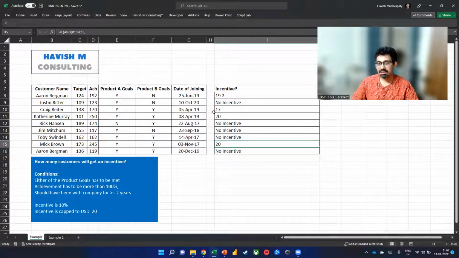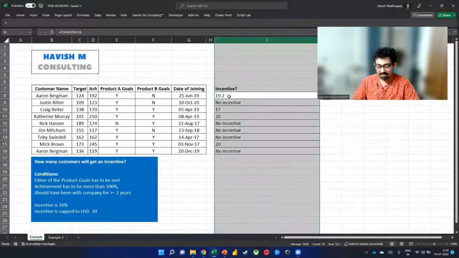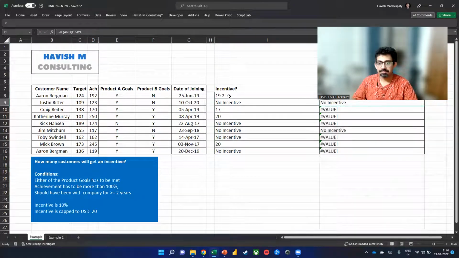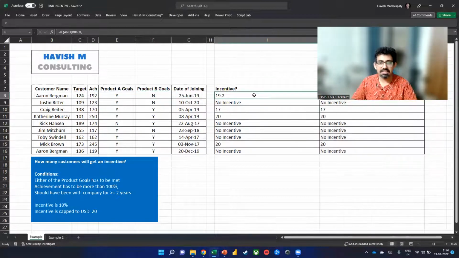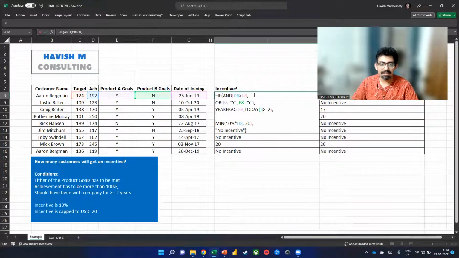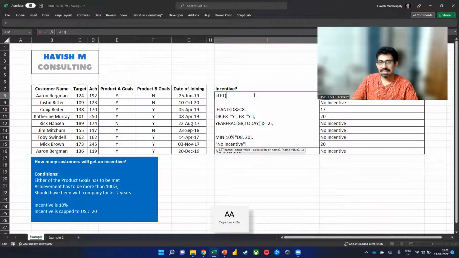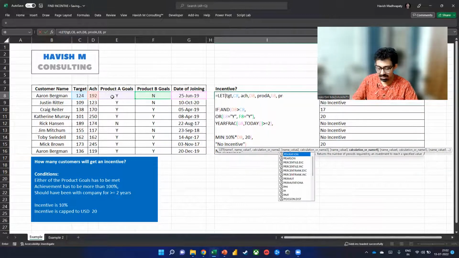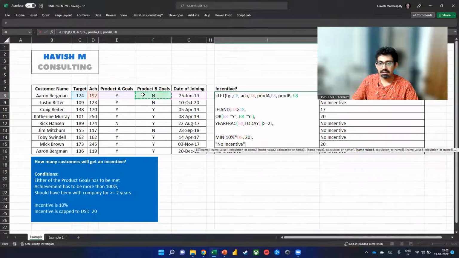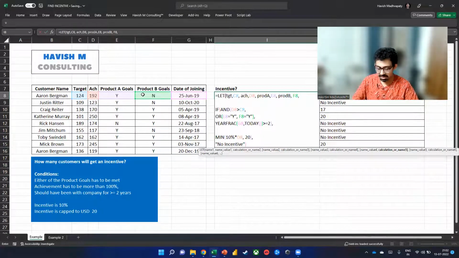Now, also in terms of writing a better formula, one suggestion that I would like to give all of you is to essentially write the same formula, but this time I'm going to declare some variables. So I will first say that let my target be C8, let my achievement be D8, let the product A be E8, let the product B be F8, let the date of joining be G8.